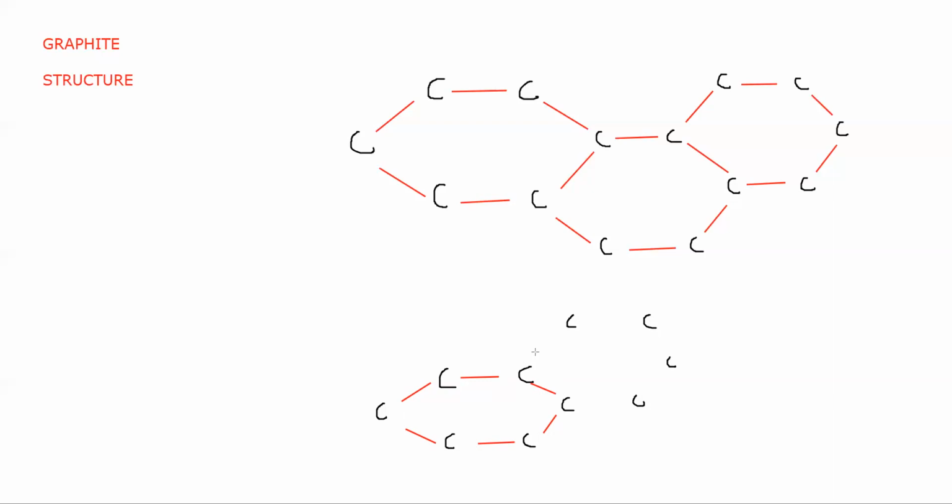As you know, carbon belongs to group 4, so the maximum number of bonds which carbon can form is 4. But in this structure, carbon is forming only 3 bonds. So what does it mean? It means there is one free electron in the structure.